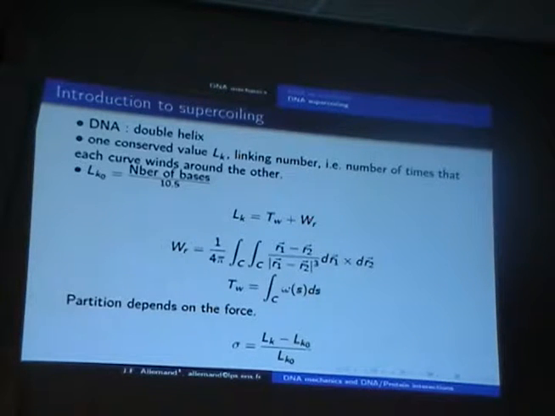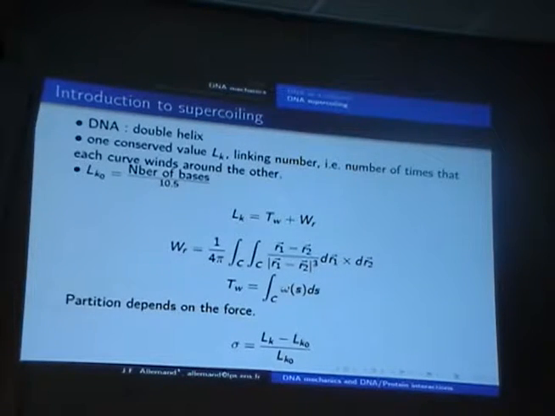So when you constrain the linking number by rotating the extremities of your polymer, depending on the force, you may have more twist, so the torque will be bigger, or you may have some writhe, and then you will have the plectoneme structure that will appear. Okay. So the topological constraints that we impose can take two forms.